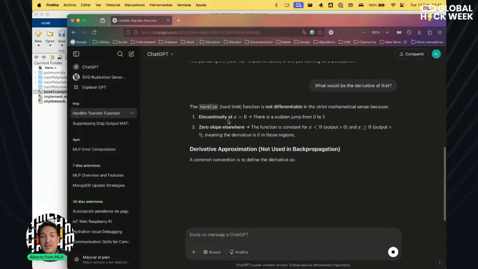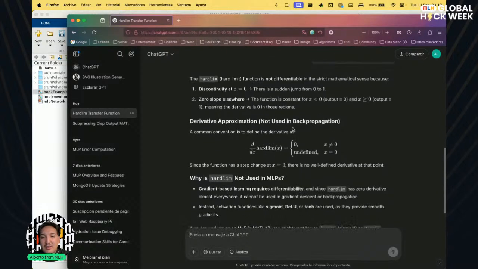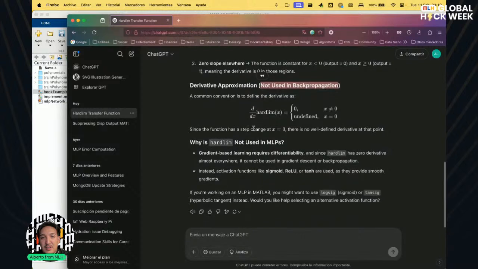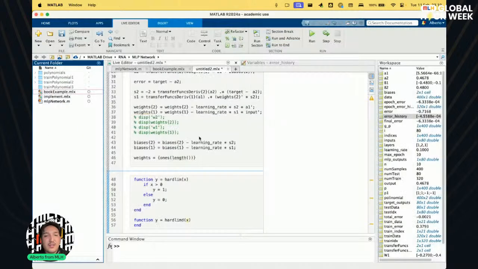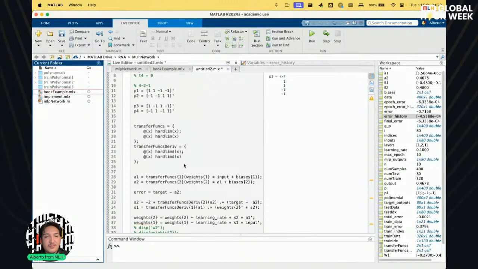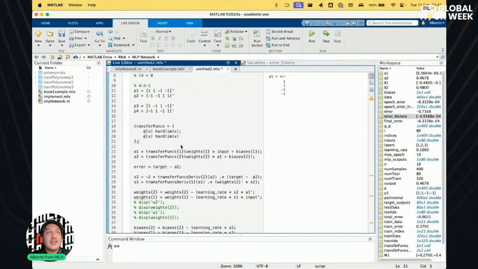Yeah, of course, it doesn't make sense. Oh, this is interesting. Not using backpropagation. Okay, well, interesting. If we're not using the derivatives, that means we are just going to apply the feed forward.